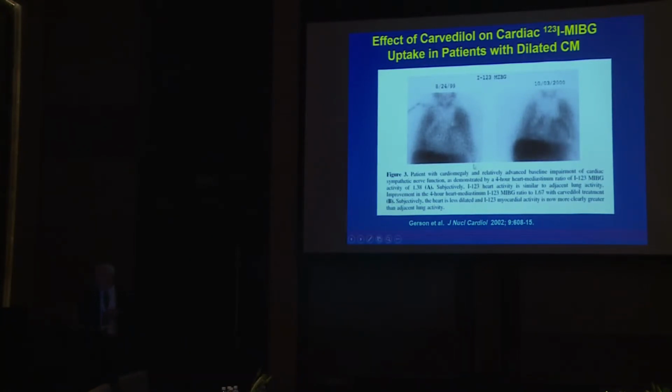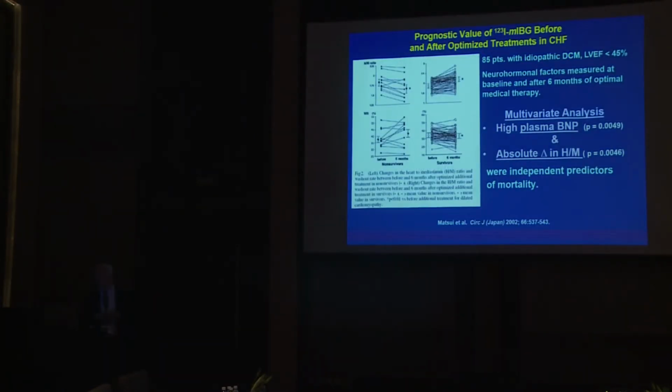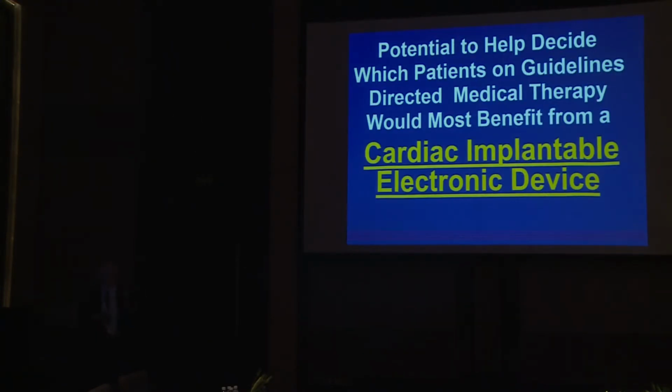We know that it can follow how patients are responding to various medical therapies, beta blockers, and a host of other therapies. This is a study I always show from Japan, where they followed patients with the heart mediastinal ratio over time, and they saw that patients who were non-survivors were more likely over time to have the MIBG images get worse. So you can see who's not responding to medical therapies, and the thought is that can help direct your use of the cardiac electronic devices. So here's something you could potentially do in a clinically effective way.